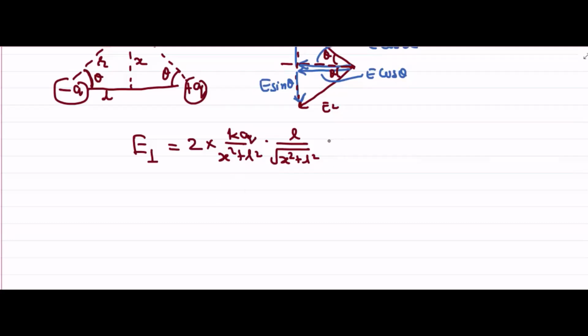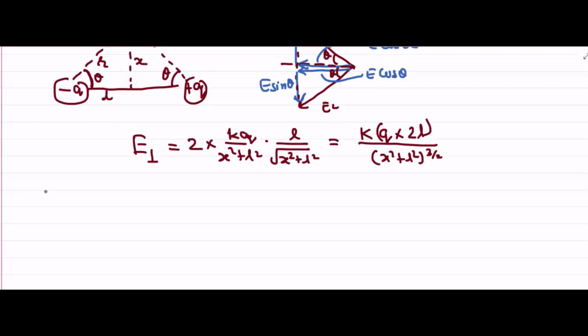So now if I rearrange this, I can write the numerator as k into q into 2L, and the denominator I can write as x square plus L square raised to the power 3 by 2. How did we arrive at this?